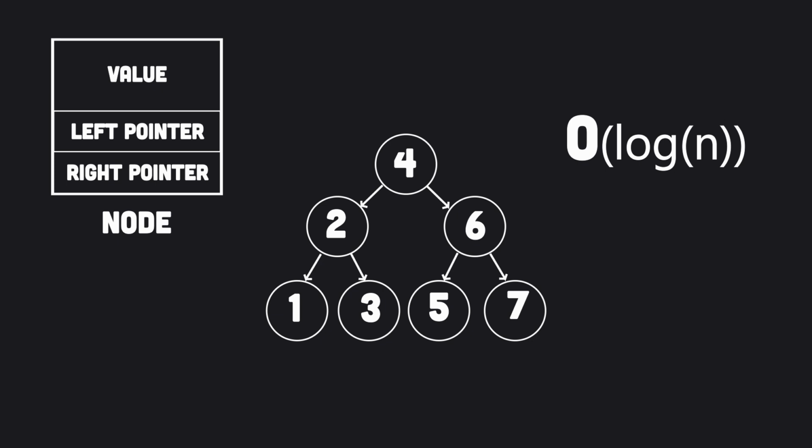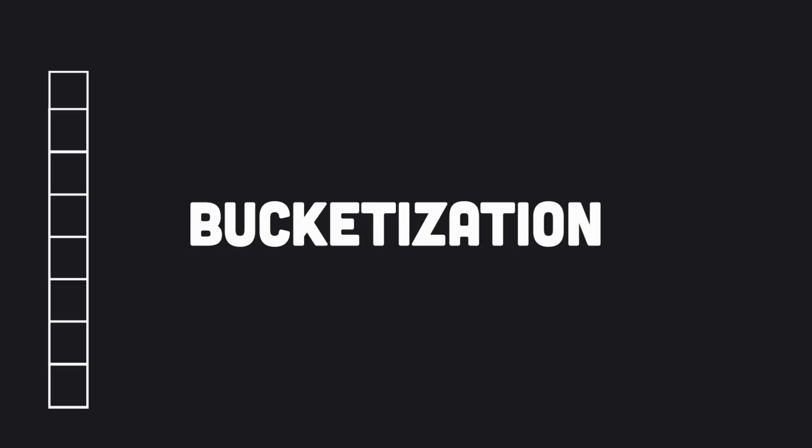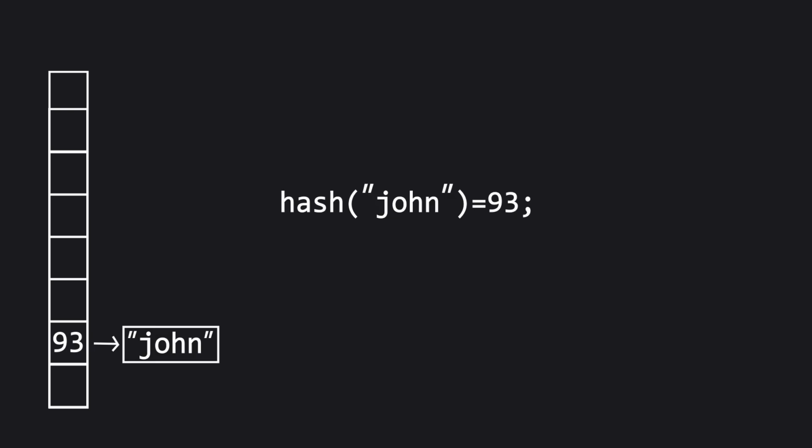Moving on, we explored dictionaries, which store key-value pairs. Think of dictionary at index name, returning John. Under the hood, many dictionaries rely on hash tables. Hash tables cleverly combine arrays and linked lists through bucketization. A hash function converts a key, like a name, into an array index. This lets us jump straight to the correct bucket instead of searching everything.